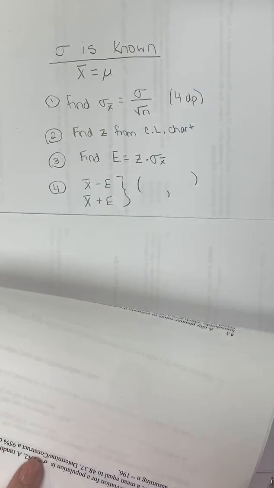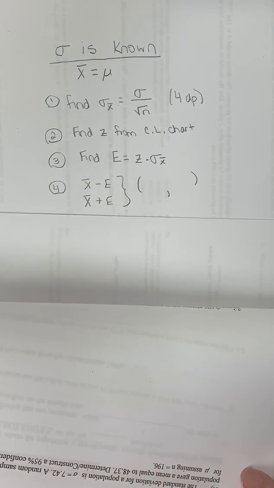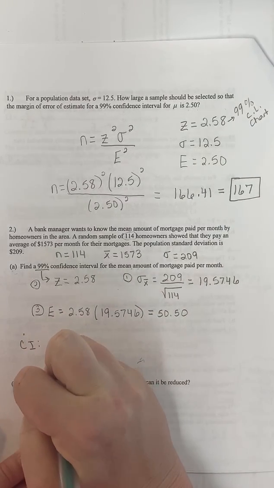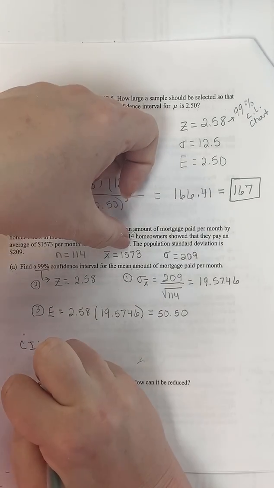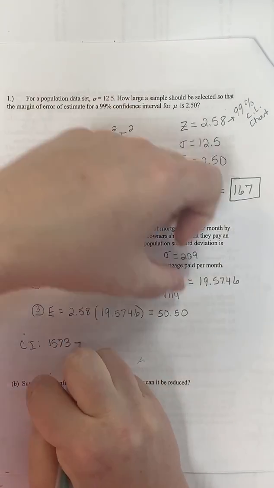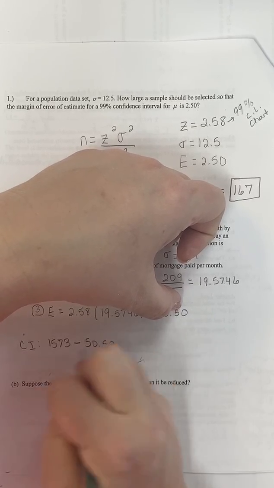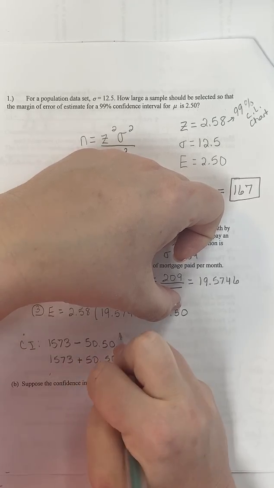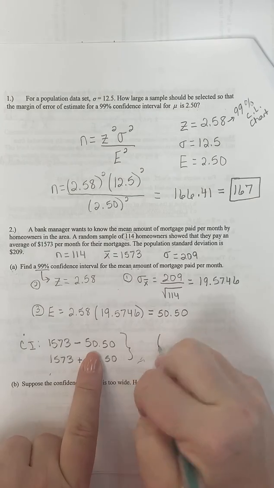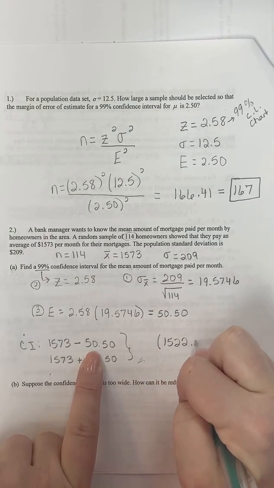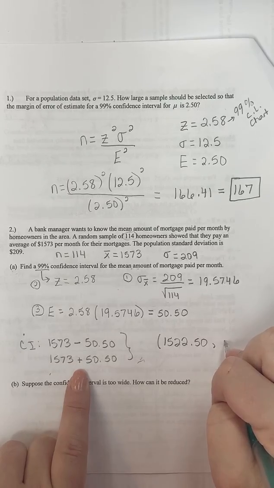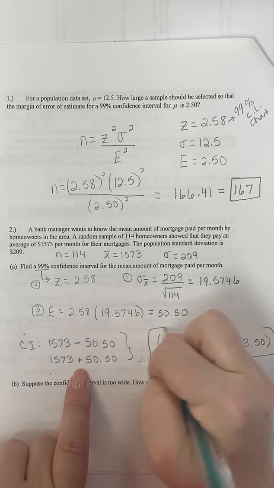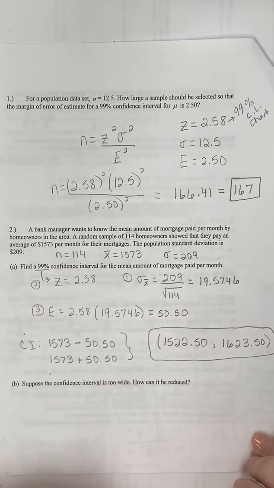All right, then the very last step is X bar minus that margin of error and X bar plus that margin of error. So my confidence interval is going to be, here's my X bar, 1573 minus my margin of error, 1573 plus my margin of error. That's going to give me the smaller version, 1522.50, comma, the larger, 1623.50. And there's my answer.